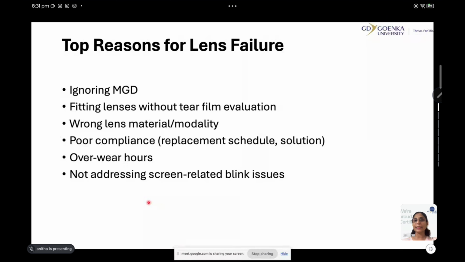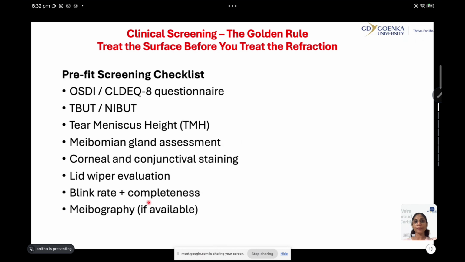They're not replacing lenses as scheduled and are using solutions which are not compatible with the lens material. And they're overwearing the lenses also. If the recommended wearing time is 10 hours, sometimes people end up wearing them for even 16, 17, 18 hours. That could be another reason for lens failure, along with not addressing screen-related blink issues.